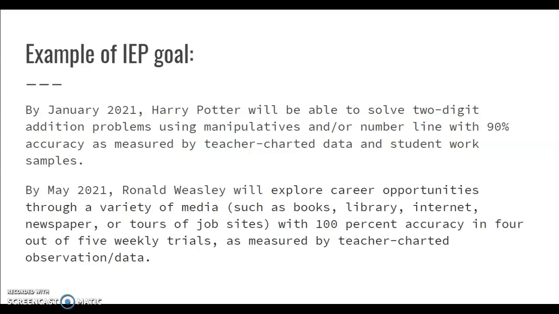So clearly we want him to explore career opportunities by May 2021, and we want him to use a variety of media, okay? We want him to do this with 100% accuracy, and we're going to be taking data weekly, and he needs to get 4 out of 5 trials correct, and it's going to be measured by teacher observation and teacher data, okay?